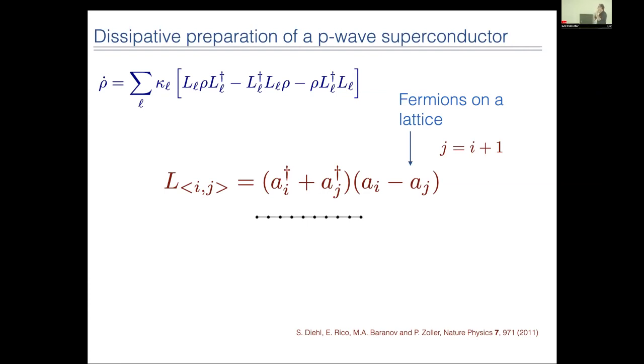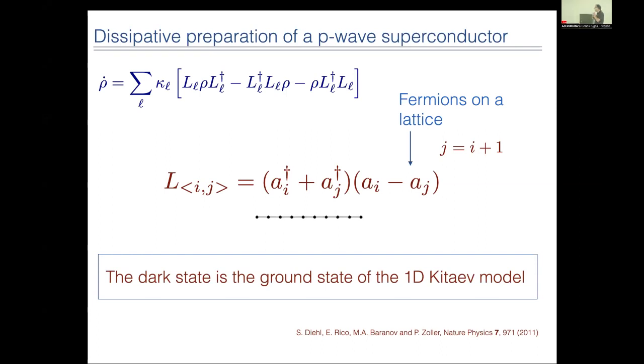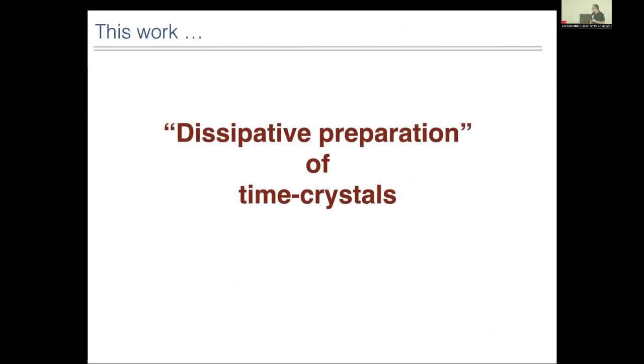if you choose the Lindblad operators in such a form, so it involves two sites, you have one-dimensional systems, and you have dissipation which is related to two neighboring sites. It's number conserving, so the number of fermions does not change in time. Then what you can show is that the steady state of this dynamics coincides with the ground state of the one-dimensional Kitaev model. So this was a first example of how topology can be generated by a dissipative mechanism.